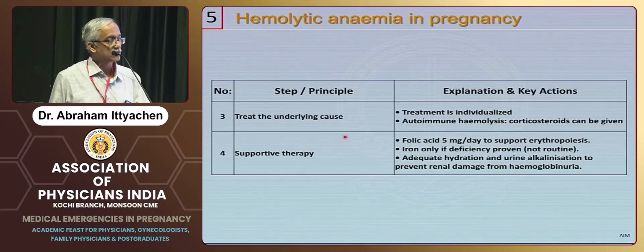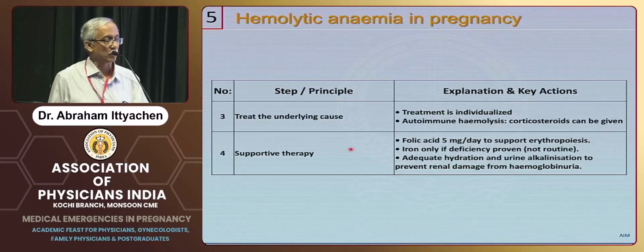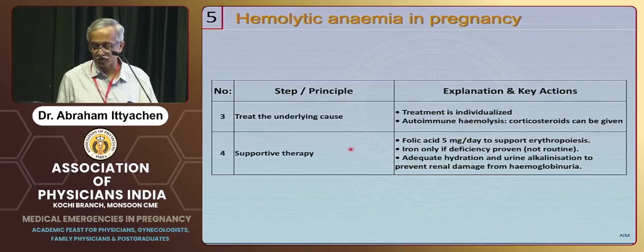Sometimes the patient's iron stores may be adequate. If you are not careful, we may end up giving too much iron. And of course, the other important thing, like in any case of hemolytic anemia, adequate hydration and urine alkalinization is important, because otherwise we would end up with hemoglobinuria, which we know is toxic to the glomeruli, and it can cause renal failure. So these are in general the principles in the management of hemolytic anemia.